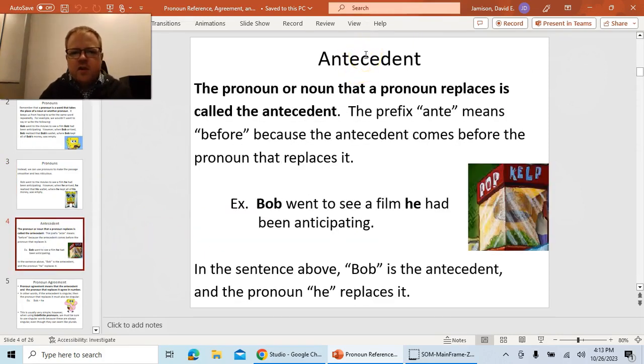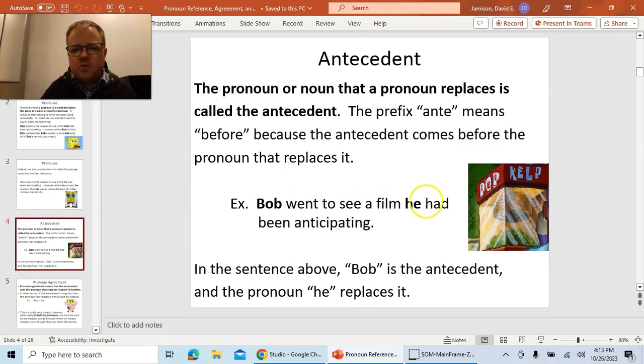Antecedents, on the other hand, are the noun or pronoun that is being referred to by a pronoun. So the pronoun or noun that a pronoun replaces is called an antecedent. The prefix ante means before because the antecedent comes before the pronoun that replaces it. And that's very important to remember: always establish in your paragraphs and in your sentences who a pronoun is talking about before you start using a pronoun.